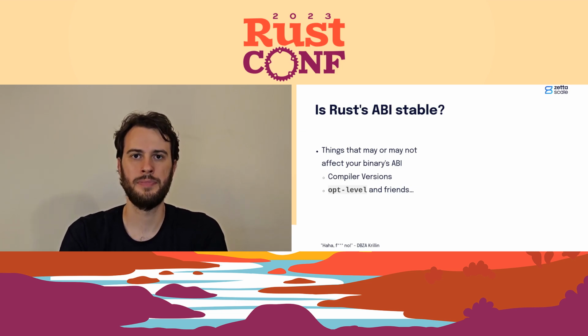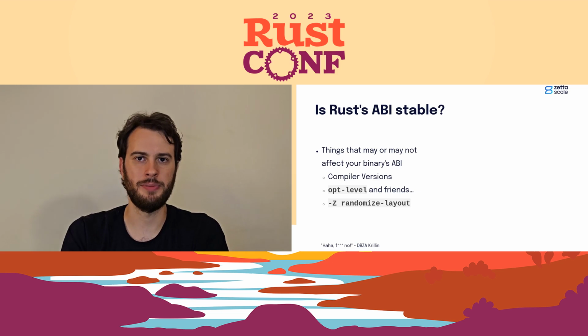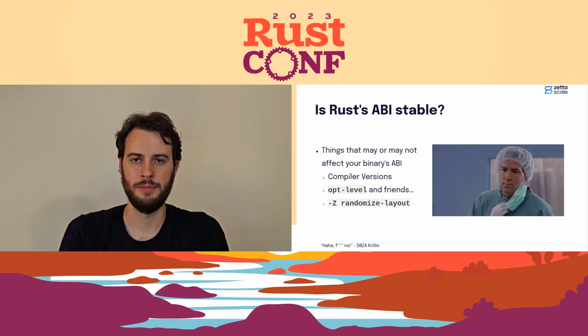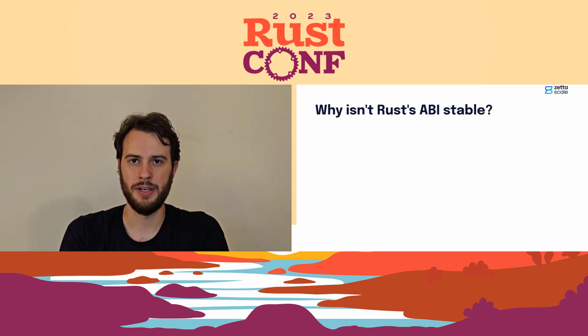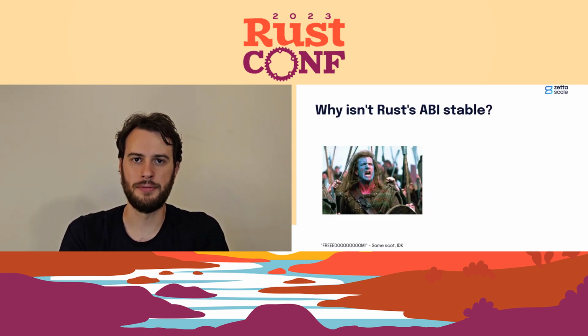And then there's -Z randomize-layout. Supposedly it's for security, but I think it's just there to take the piss at people who want ABI stability by showing them, hey, look just how unstable we can make ABI if we want to. But why? Why would you not want a stable ABI? Well, mostly it's for freedom.